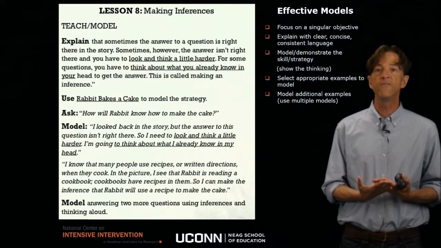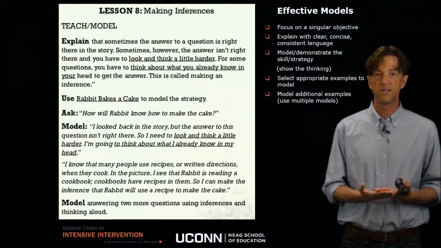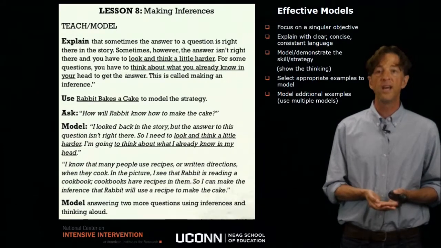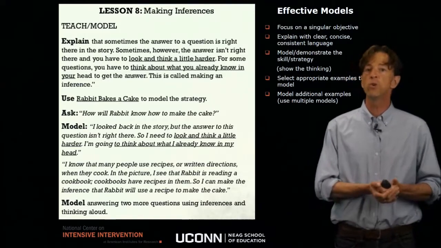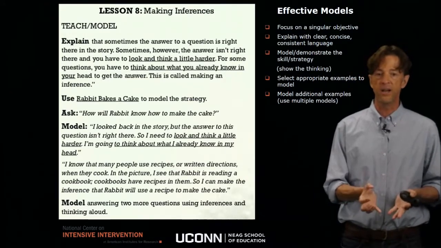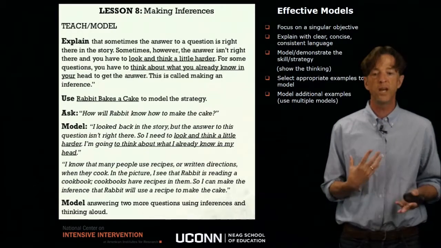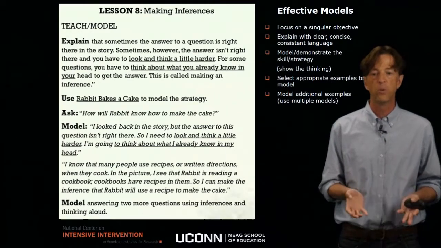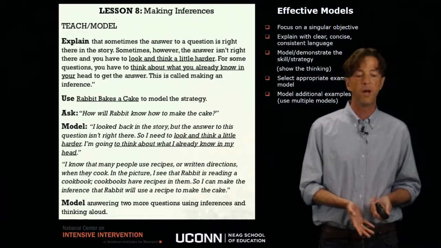So I can make the inference that Rabbit will use a recipe to make the cake. And then at the end, it says model answering 2 more questions using inferences and thinking aloud. So that we're not just going to stop there, but we're also going to model 2 more times using the same kind of approach with different questions in this passage.